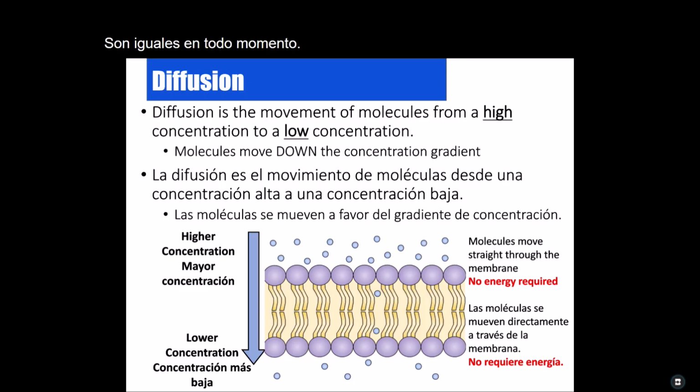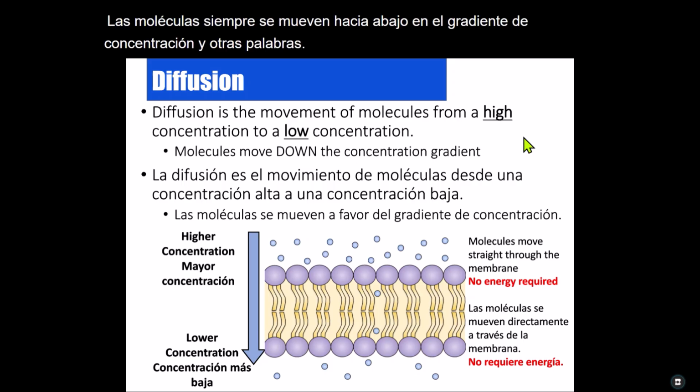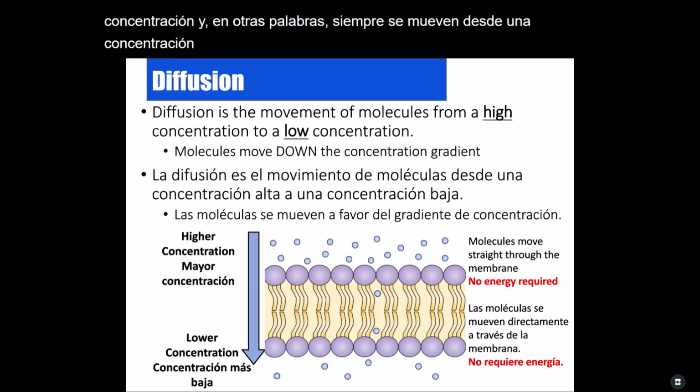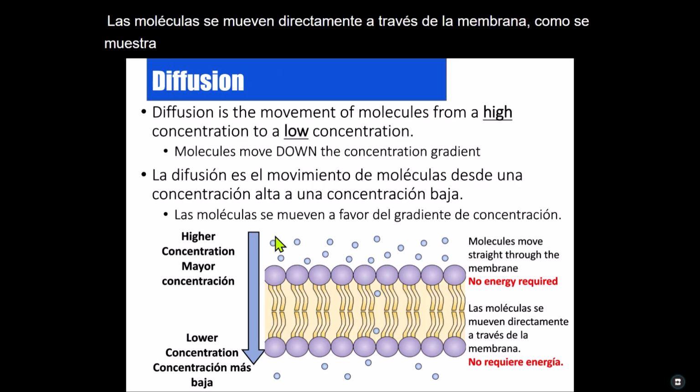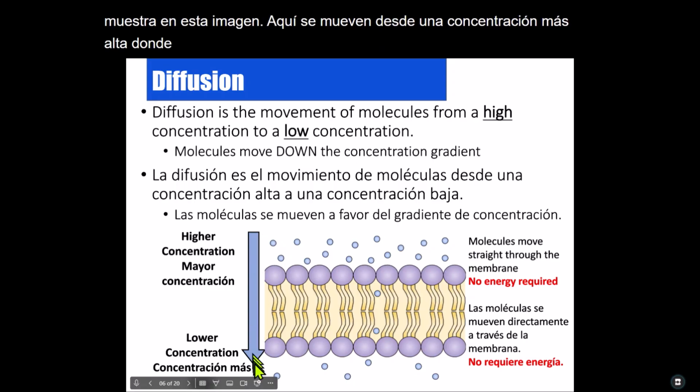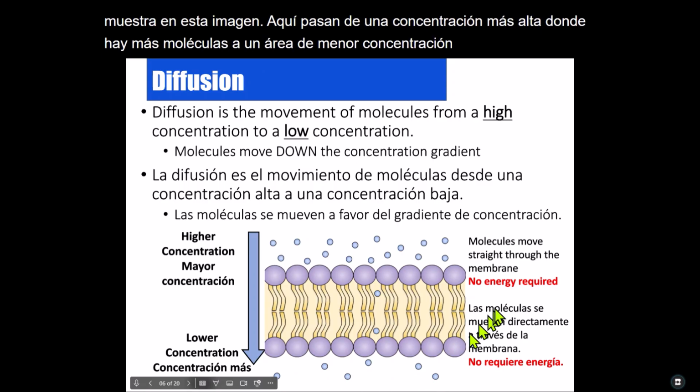Diffusion is the movement of molecules from a high concentration to a low concentration. Molecules always move down the concentration gradient. In other words, they always move from a higher concentration to a lower concentration. Molecules move straight through the membrane, as shown in this picture. They move from a higher concentration where there are more molecules to an area of lower concentration where there are fewer molecules. No energy is required for diffusion.